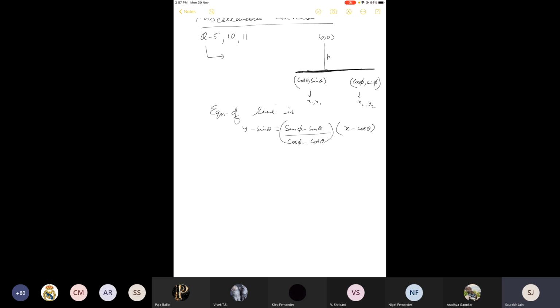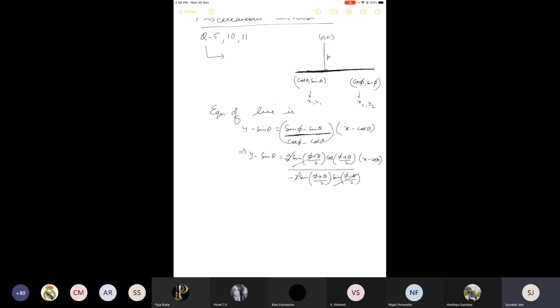Actually, we need to simplify this equation first, and for that you need to use trigonometric formula. So in the numerator, it is sin C minus sin D. Sin C minus sin D formula is 2 sin (C minus D) by 2 cos (C plus D) by 2. Denominator, minus 2 sin (C plus D) by 2 sin (C minus D) by 2 into x minus cos theta. So 2 will get cancelled, sin (phi minus theta) by 2 gets cancelled.